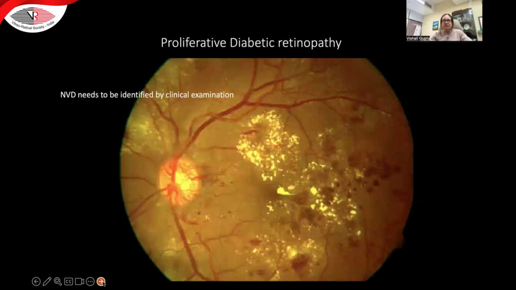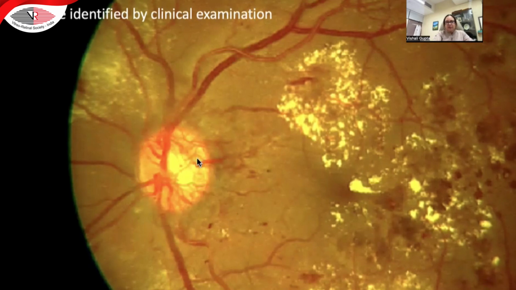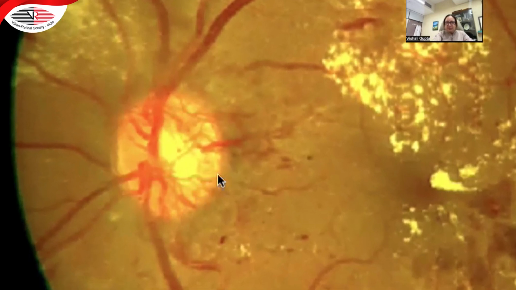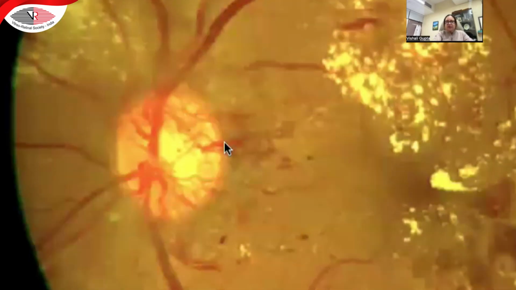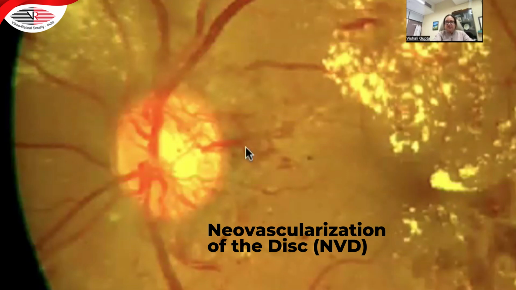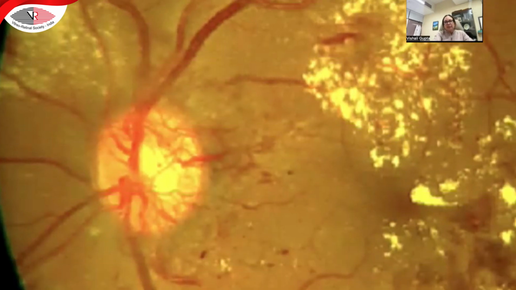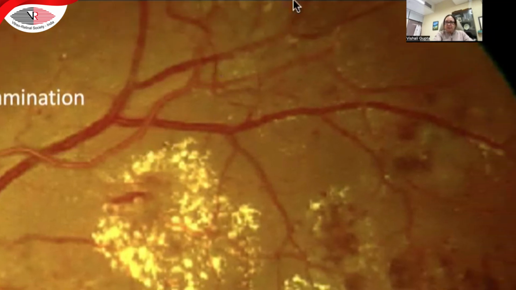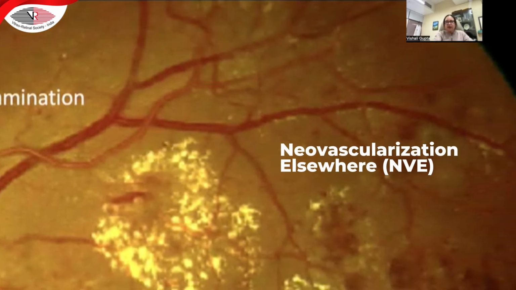Coming to the next, which is proliferative diabetic retinopathy. What is proliferative? Proliferative means now the new vessels are proliferating. If you see carefully on this picture, the disc is showing NVD, which is abnormal new vessels. And if you go in the periphery along the upper temporal, there is a bunch of NVE.